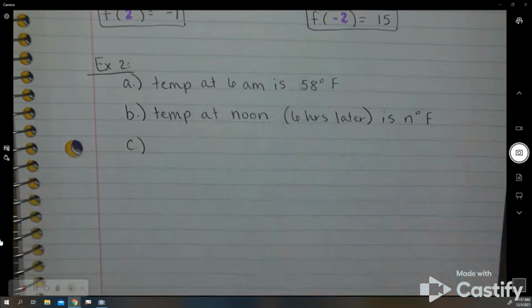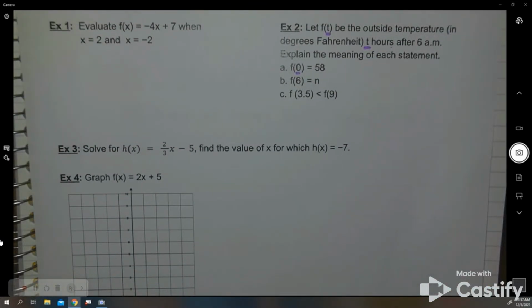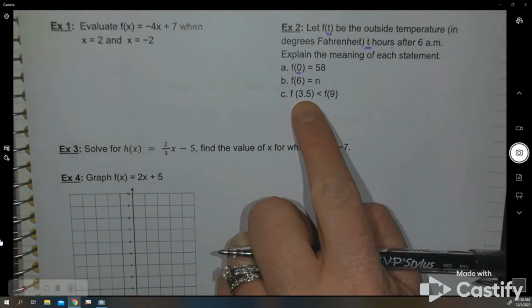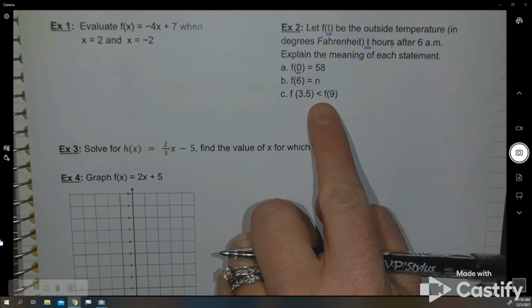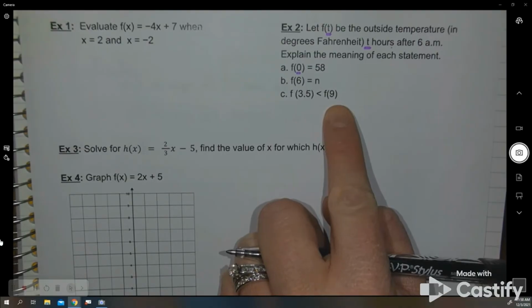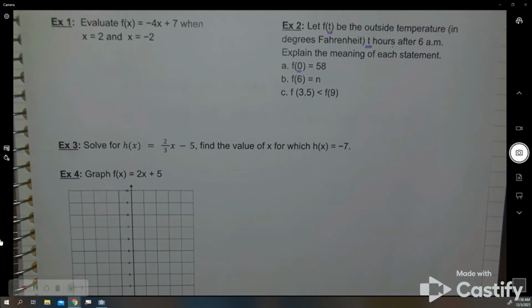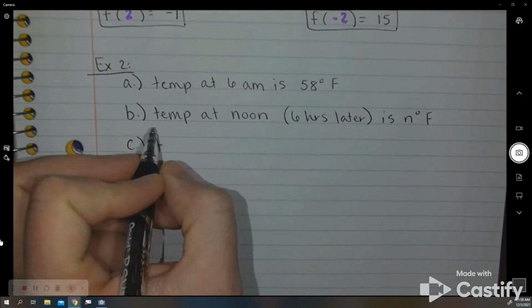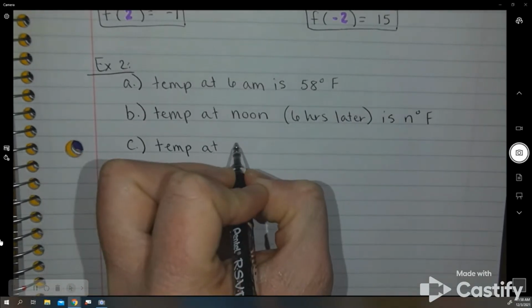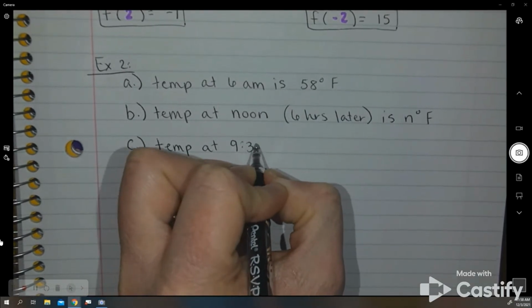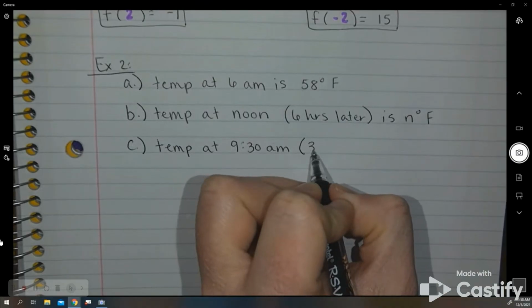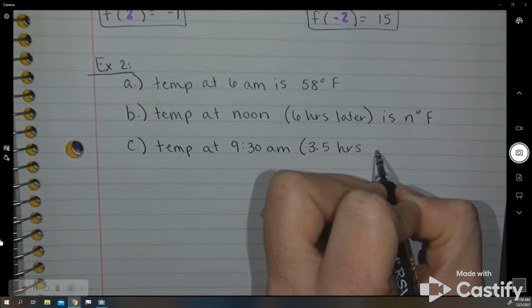All right, and then for part C, f of 3.5 is less than f of 9. So the temperature 3.5 hours after 6 a.m. is less than, or colder than, the temperature 9 hours after 6 a.m. So we think about that. The first one, 3.5 hours after 6 a.m. would be 9:30 a.m.